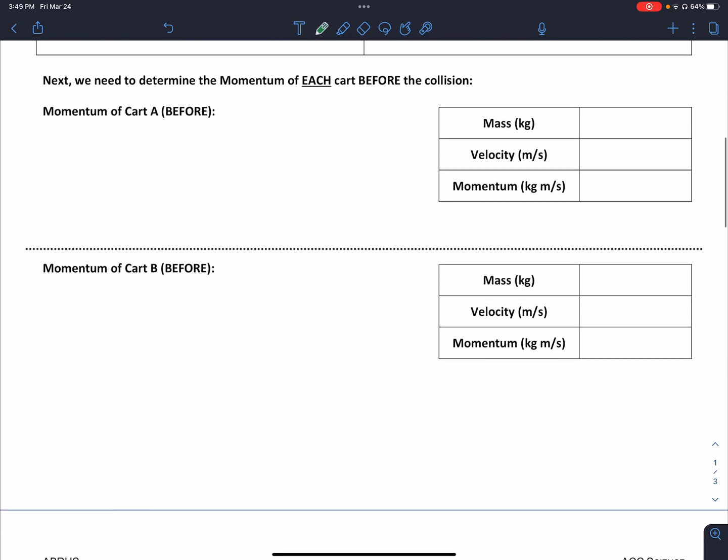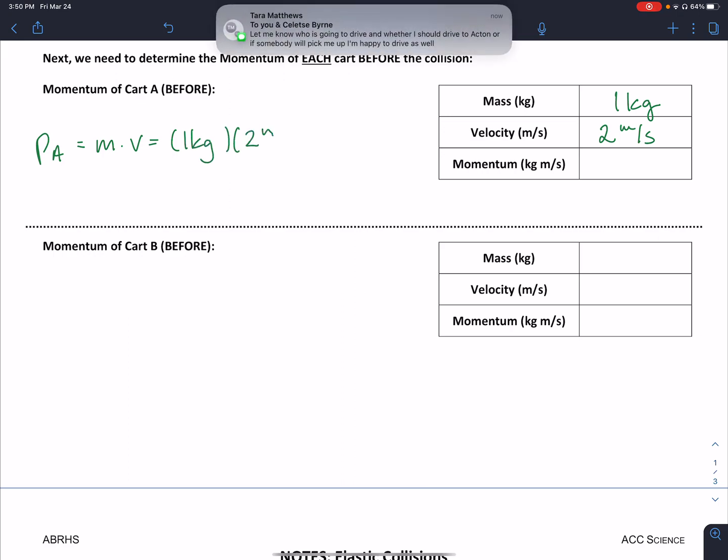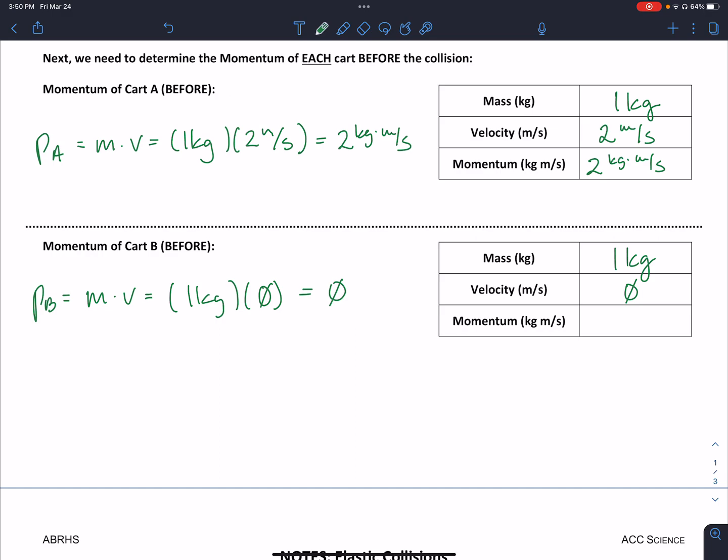Now to prove whether momentum was conserved or not, we have to calculate our momentums before for cart A and B, and then after for cart A and B. Let's start with cart A before. We have 1 kilogram of mass, moving at 2 meters per second to the right. The momentum is its mass times its velocity, so 1 kilogram times 2 meters per second equals 2 kilograms times meters per second. Now cart B: 1 kilogram of mass, at rest, so 0 velocity. The momentum of B before is 1 kilogram times 0, so we get a momentum value of 0.